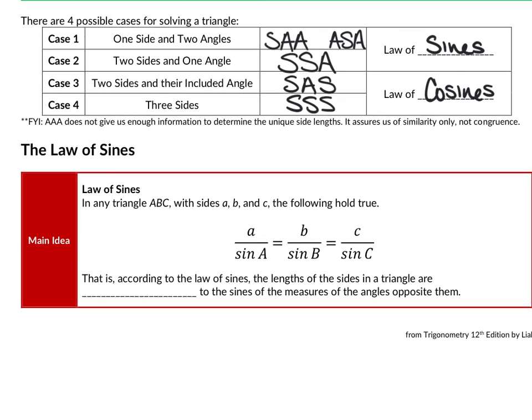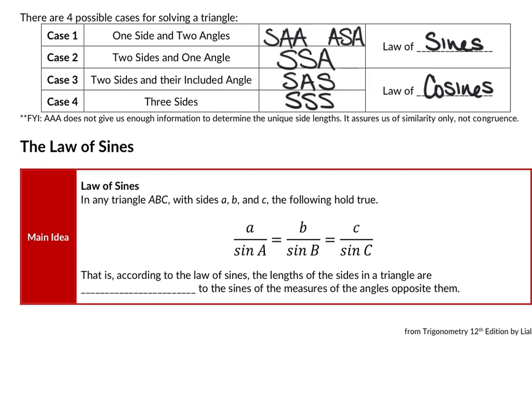The law of sines: in any triangle ABC with sides a, b, and c, the following hold true. Side length a divided by the sine of angle A is proportional to b over sine B and c over sine C. Or vice versa, and we're not going to write all of those down, but these can all be flipped over to where the sine is on top and the letters on the bottom, and those are still proportional.